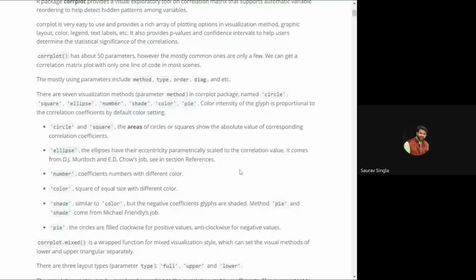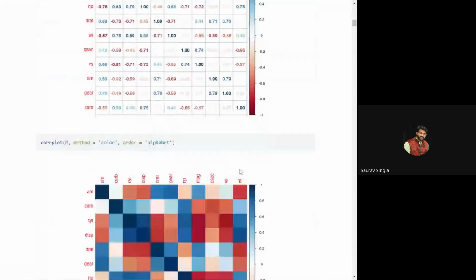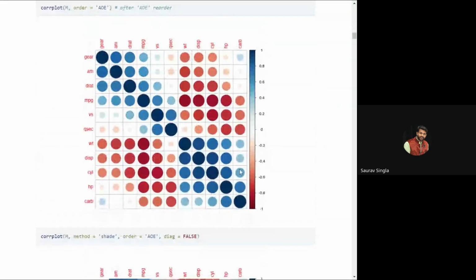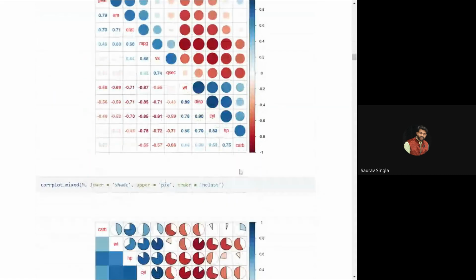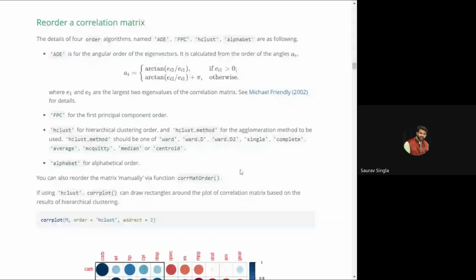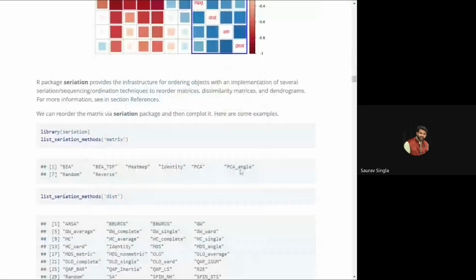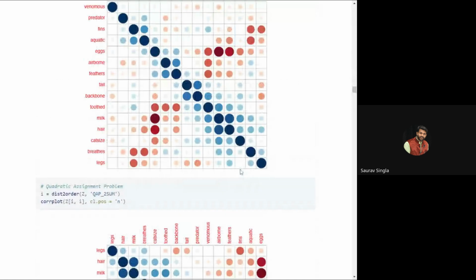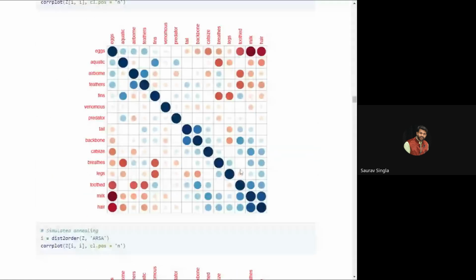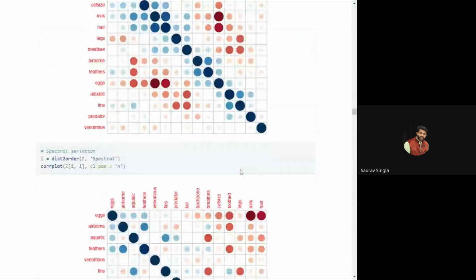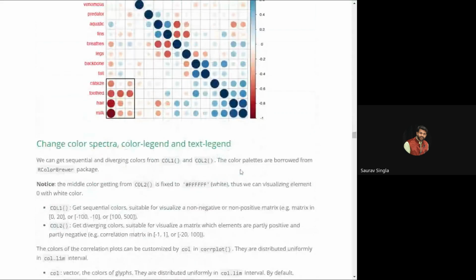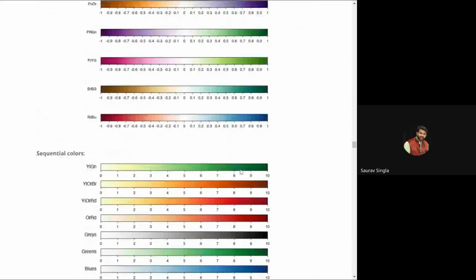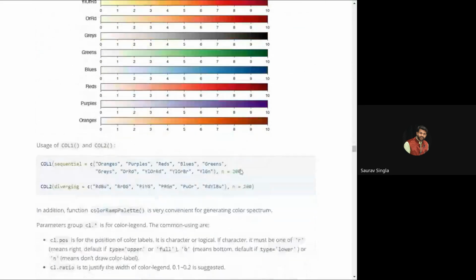So you can see there are so many ways to represent correlation. This package provides many diverse manners to display your correlation coefficient. You can choose as per your requirement, or as per your likes or dislikes. This is how the color scales can be used. There are so many color scales available.